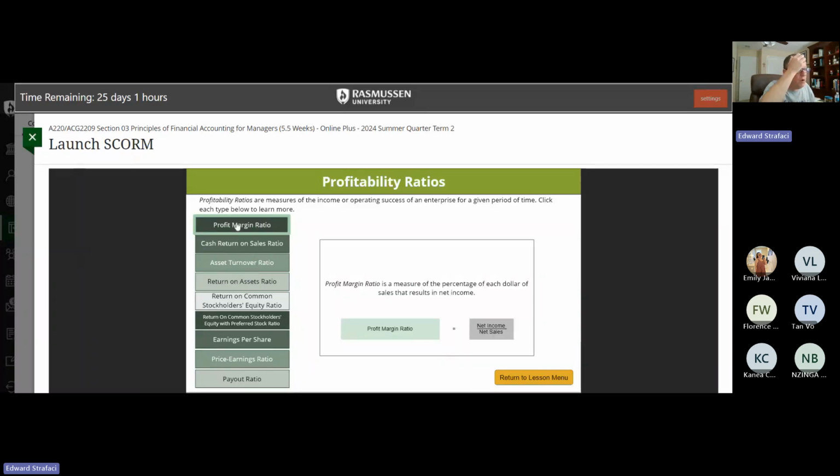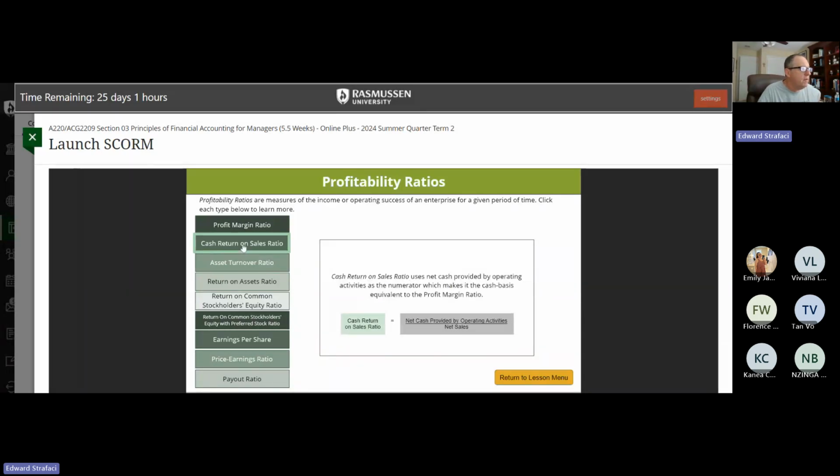Okay, so the profit margin is going to be your net income over your net sales. Your profit margin is going to be how much income you're making on net over your net sales. So I want to know, based on my sales, how much am I making off these sales? 10, 12, 15%.